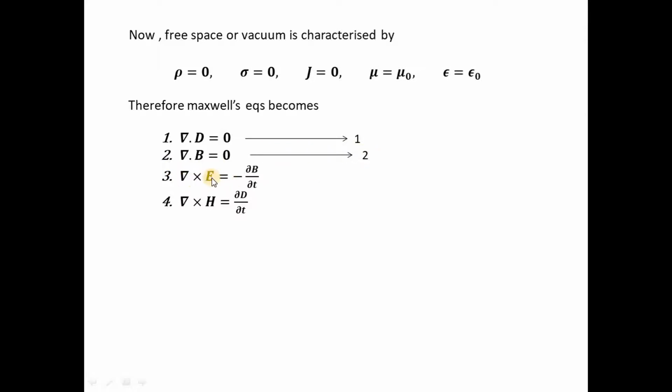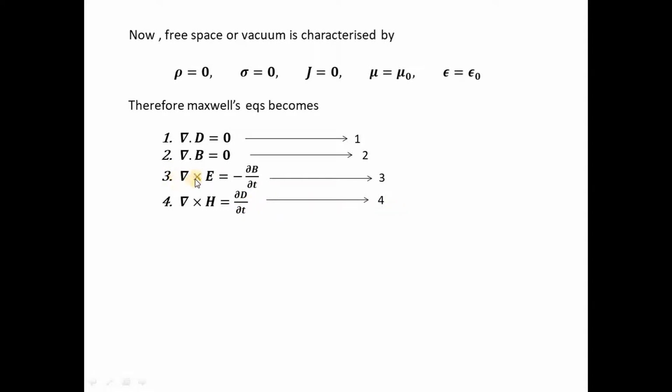Again, del cross E, that is the curl of the electric field intensity, will be equal to the negative of the partial derivative of the magnetic induction with respect to time t. Let this be equation number 3. Again, the curl of magnetic field intensity, or del cross H, equals the partial derivative of the electric displacement vector with respect to time t, and let this be equation 4.